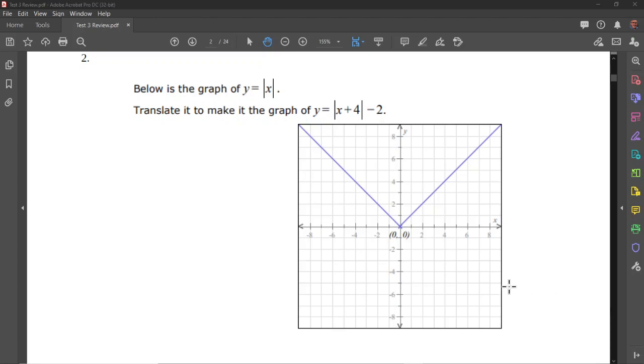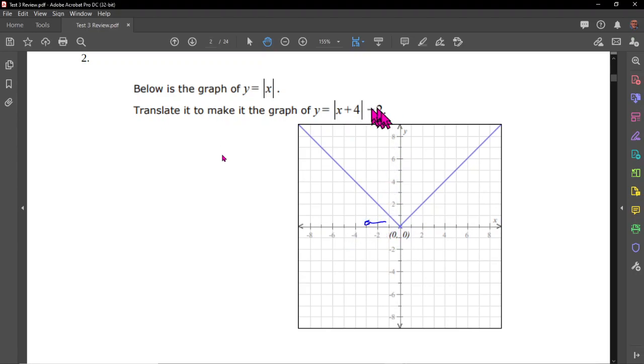So we have question 2 for test number 3. It's similar to question number 1. We are doing a translation. If we remember from last time, inside moves it in the opposite direction, so it's going to move 4 in the negative direction, right?